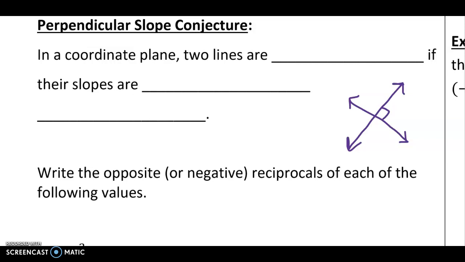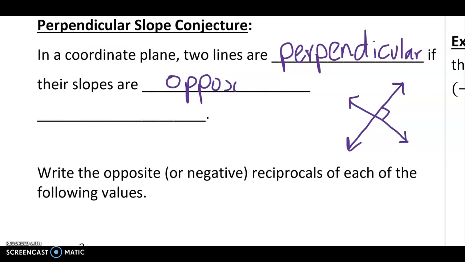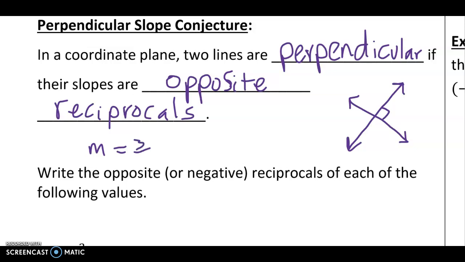In a coordinate plane, two lines are perpendicular if their slopes are opposite reciprocals. So an example would be if we had a slope that was 3/4 of one line, then the slope of the other line would have to be the opposite sign, so it would have to be negative, and you would flip the fraction to get the reciprocal. Okay? They have to not just be opposite signs, they also have to be reciprocals. They have to be both.